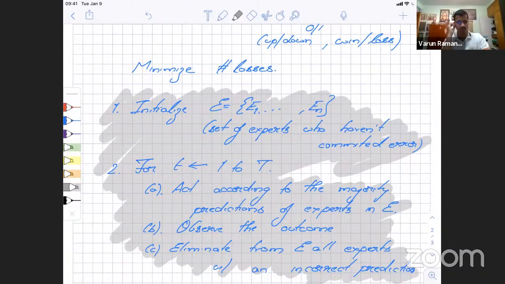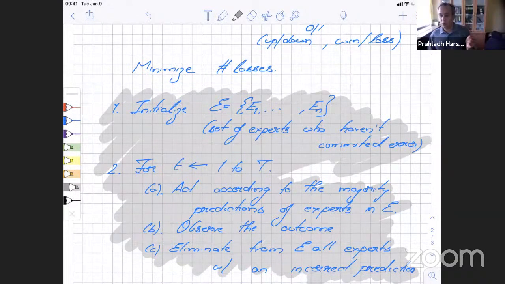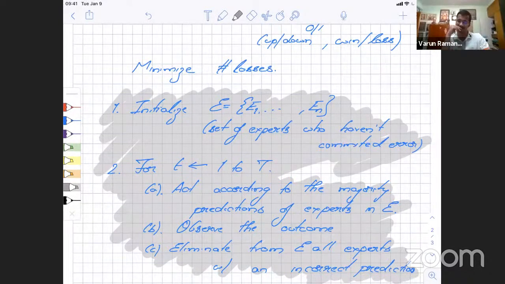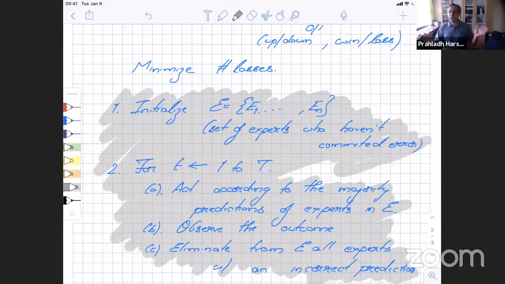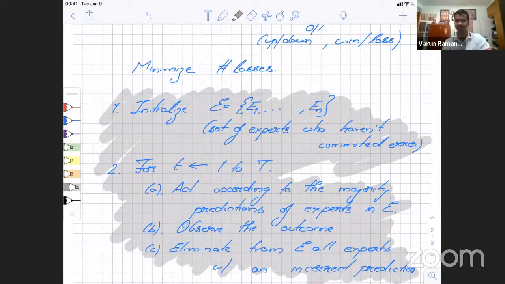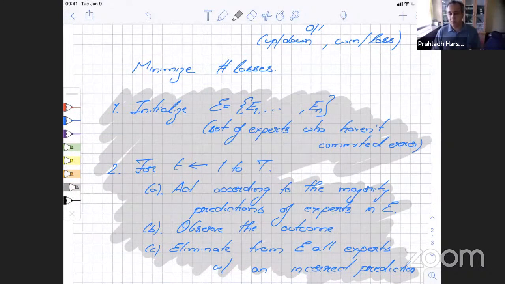Number of experts. Is it the number of experts? So each time I get it wrong, because we have acted according to the majority, half of the experts in E have got it wrong. So each time you get it wrong, half the experts in the set E have got it wrong and they are eliminated. And you will never eliminate the infallible expert, because the infallible expert is going to get it correct every single time. So the set E never becomes empty. But each time you make a mistake, it reduces by a factor of half. It reduces by a factor of 2.